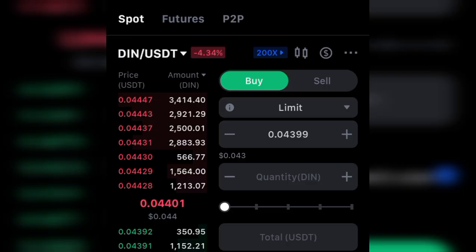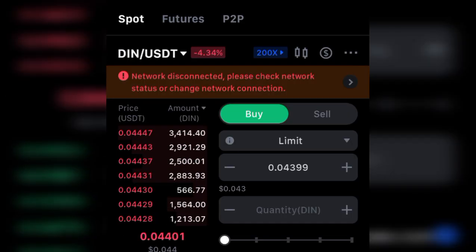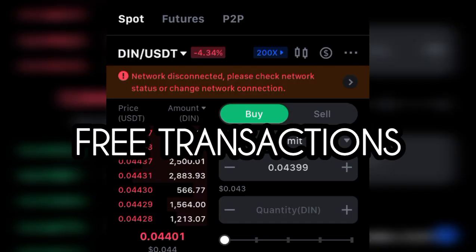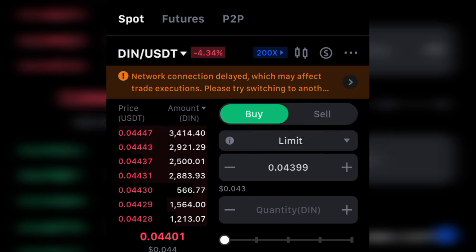It has no fees for transactions for most of their pairs. Yeah, I'm not sure whether it's totally all the pairs, but for most of the pairs, it's free transactions. So you can try it out. You can actually do some trading here without paying any fees, right?